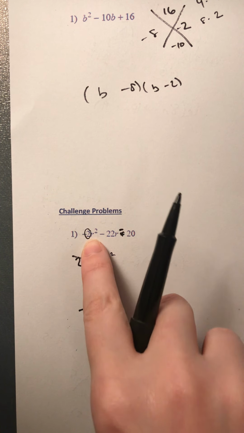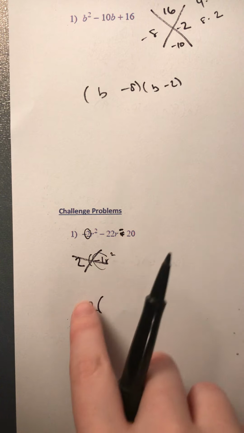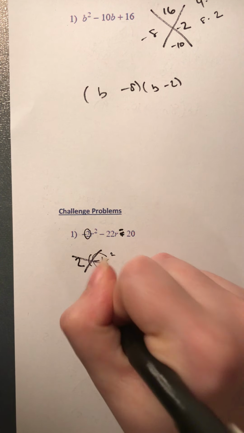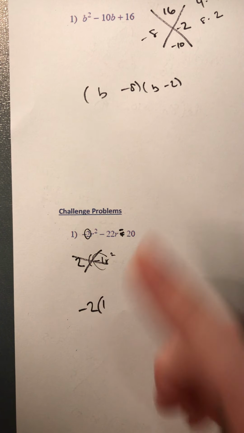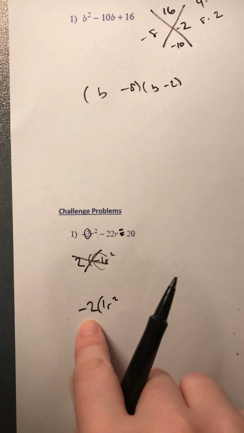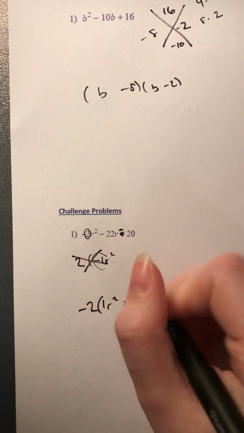We can't take out any r's because this one doesn't have any. So all we can factor out is negative 2. Negative 2 divided by negative 2 is 1. We started with 2 r's. We didn't take any out, so it's still r squared. Negative 22 divided by negative 2 is positive 11.